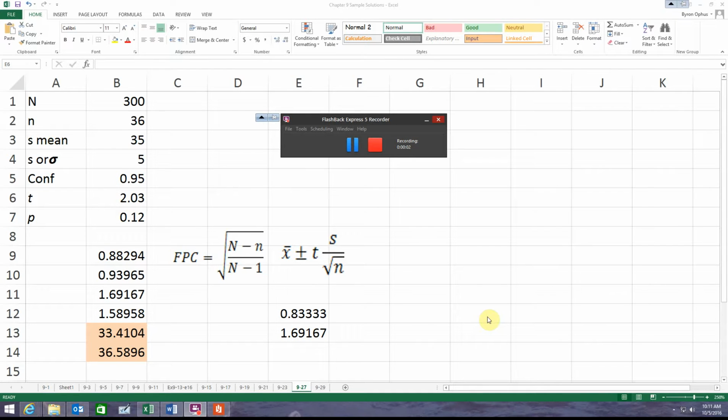So when we get to 28, we add another little complexity to it, the finite population correction factor. In this case, we're going back and using our t value, and the same formula that we had before: my mean plus or minus the t times my s, or standard deviation of the sample, divided by the square root of my n, or my sample size.